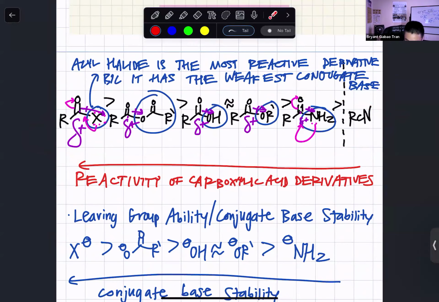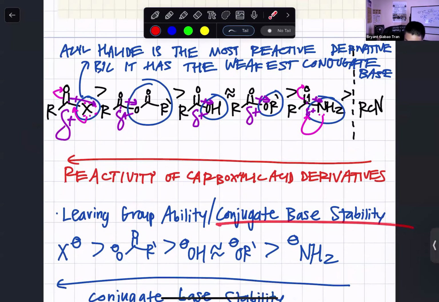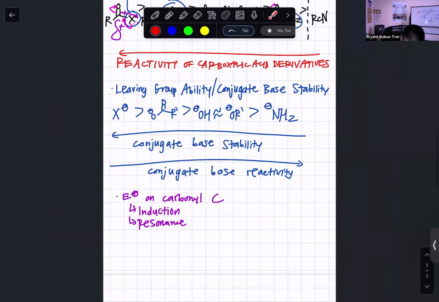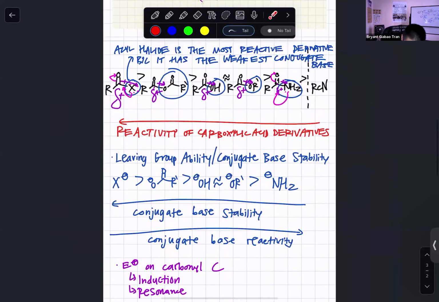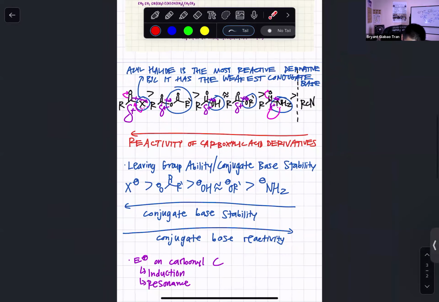But I like to think about the reactivity in terms of the conjugate base stability or leaving group ability. Right, the better the leaving group ability, the more reactive it is. The better it can hold the negative charge. So that's the theory behind most of these reactions that you will see in chapters 20 and 19.